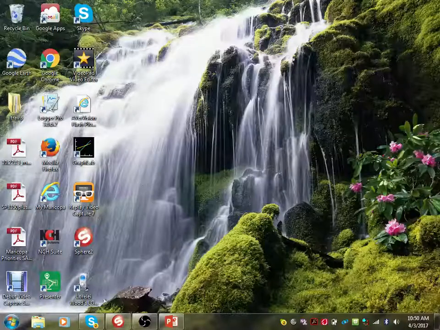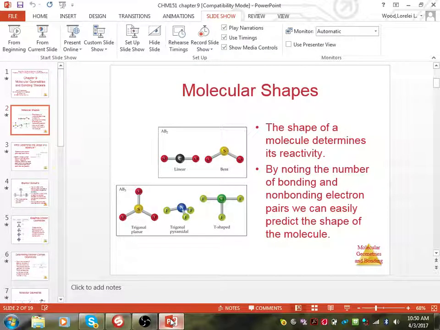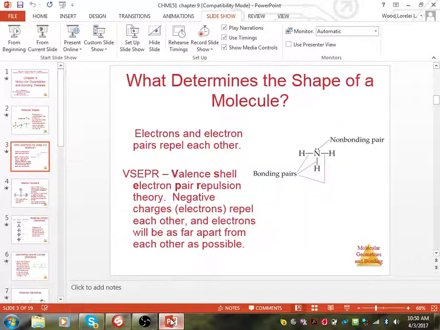In lab, make sure that you know the names of the different molecular shapes. So this is 5 of them. I believe there's a total of, what do we have, 11 names. I listed them on the board when we were doing the lab.